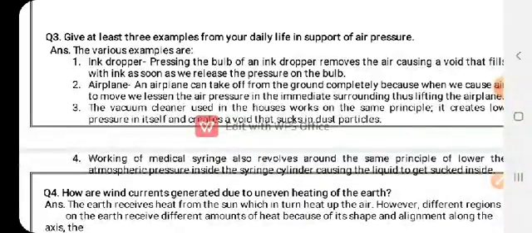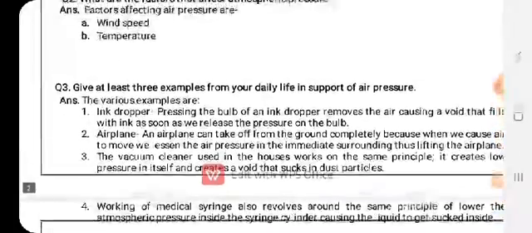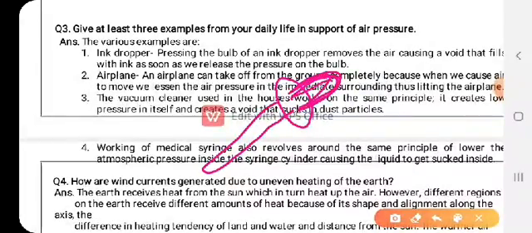Next is, give at least 3 examples from your daily life of air pressure. Where do we deal with air pressure in our daily life? One is that you might have seen the ink pen, the ink dropper. When we press that, let me show you. This is an ink dropper, and this is a plastic knob that when we press it, it creates low pressure inside as it blows away all the air, and due to which when we release it, it sucks the ink inside it.